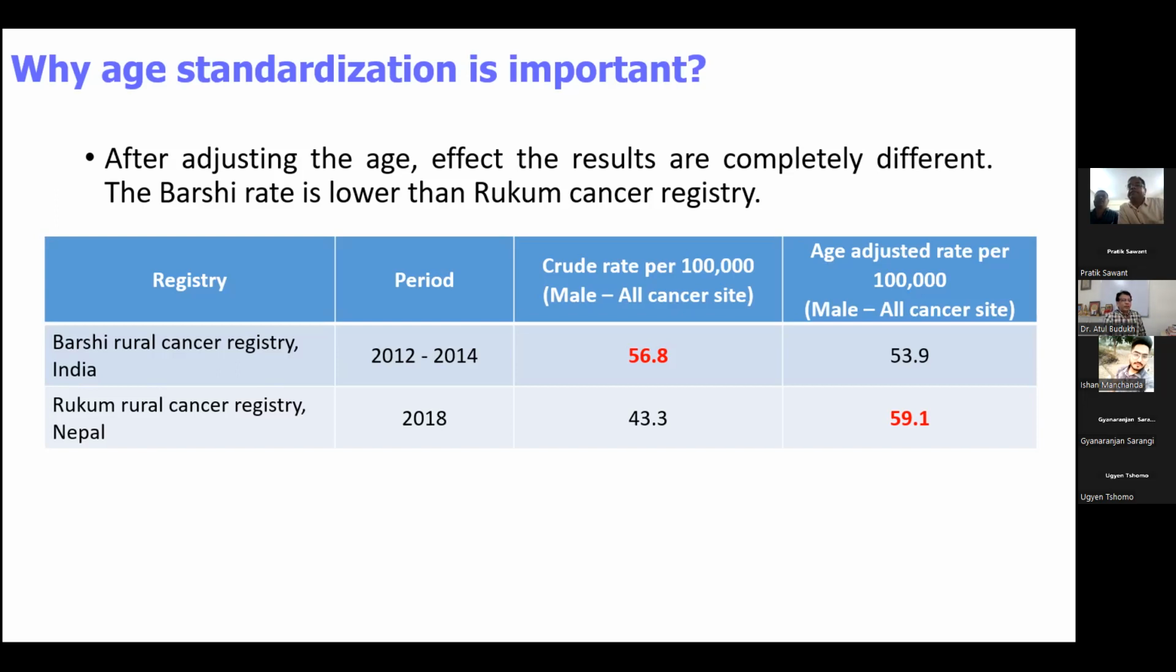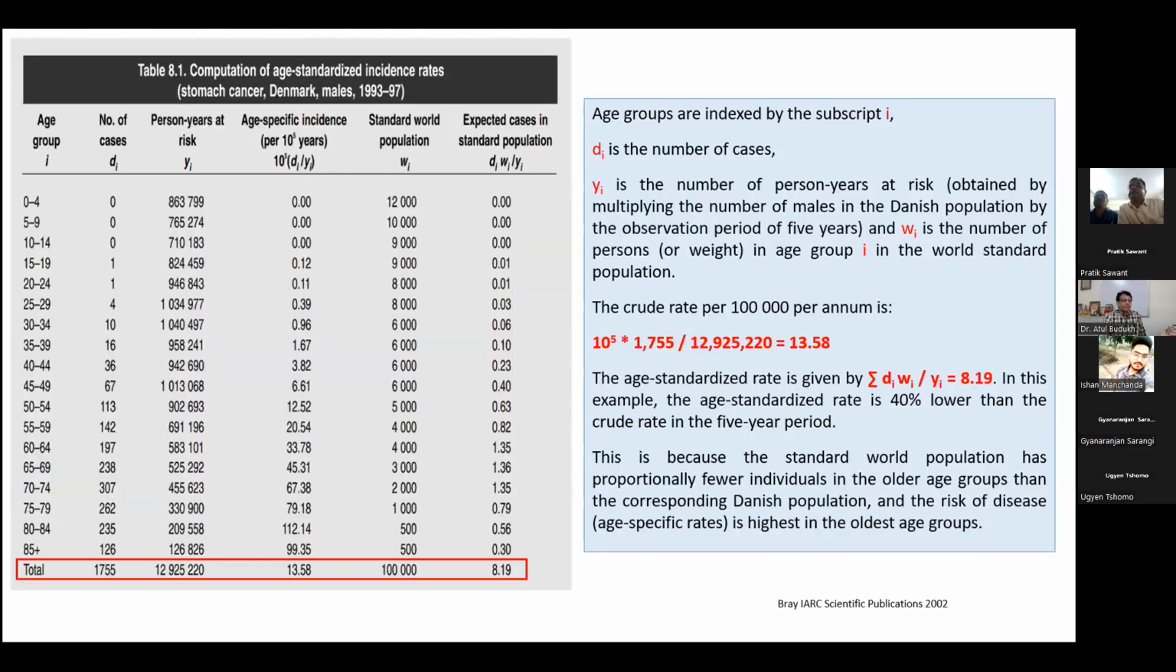So you can see the crude rate of Barshi is 56.8, but the age adjusted rate is 53.9. And Rukum crude rate is 43.3 and age adjusted rate is 59.1. Now the question is how to calculate the age adjusted rate, which is also called age standardized rate. So how to calculate age standardized rate? This is the age group, number of cases, this is population, and this is your age specific rate.